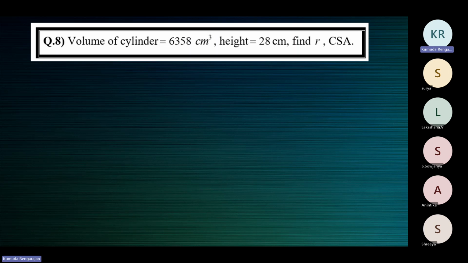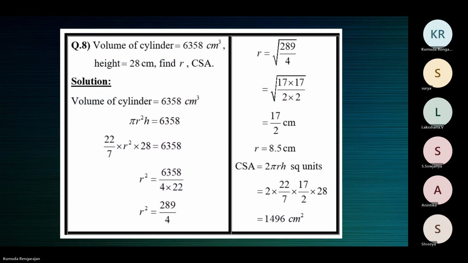Yeah, found it, children? Ma'am, I got it as 8.5. 8.5. Oh, yeah, correct. Good.